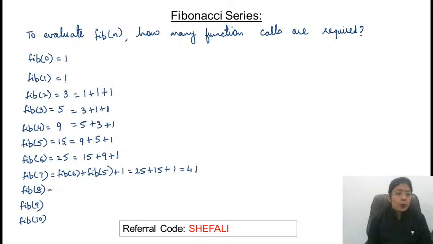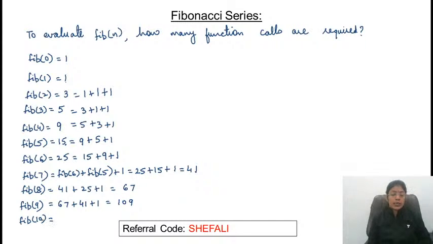How will you be getting this value? This comes out to be 41 plus 25 plus 1. What is the answer? It's 42 plus 25. So this comes out to be 67. 67 plus 41 plus 1. This comes out to be 109. So how many function calls are required for Fibonacci 10?